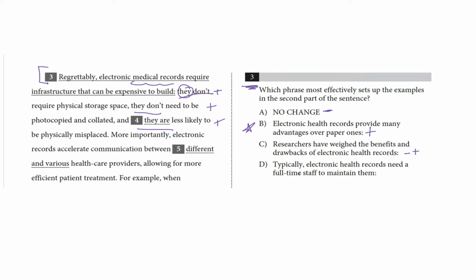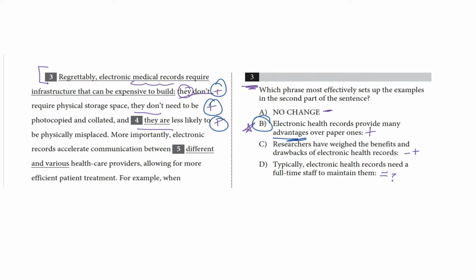And finally, choice D. Typically, electronic health records need a full-time staff to maintain them. This doesn't seem to introduce a list, and the existence of a full-time staff is kind of neutral. Maybe a question mark or an equal sign. That's not a plus or negative, it just is. I feel confident that B is my answer. The examples are all positive. And choice B sets up a list of advantages. So there we go. B is our answer.